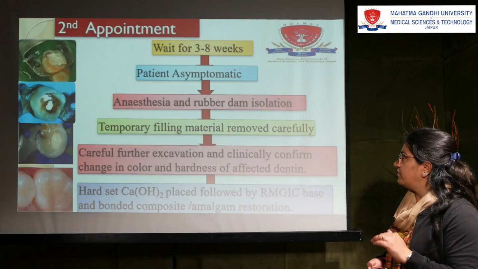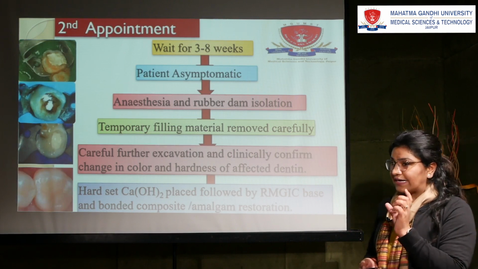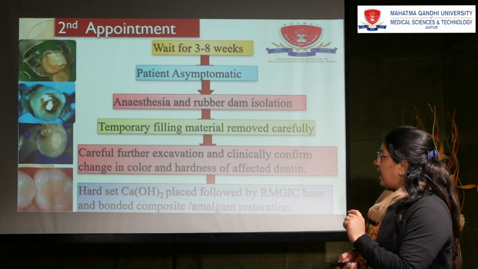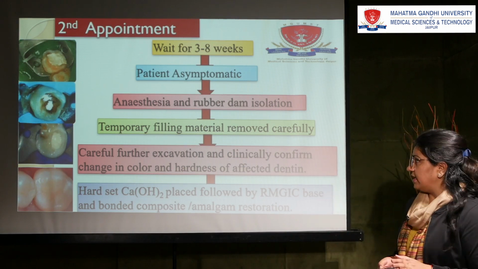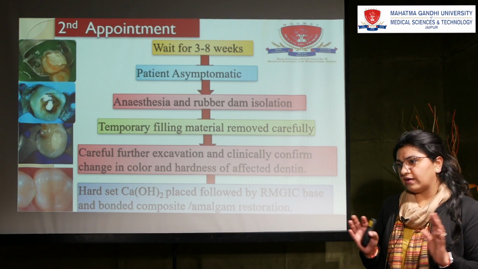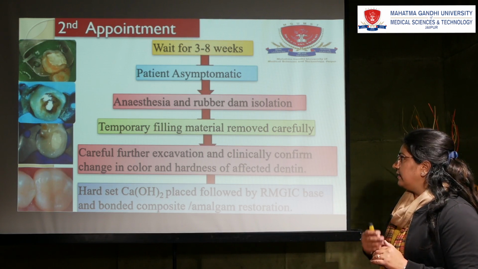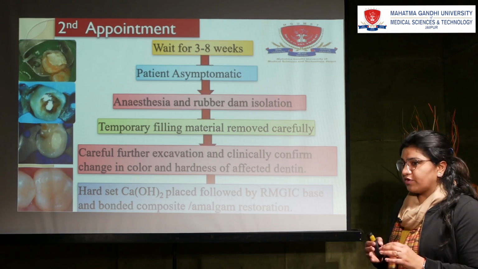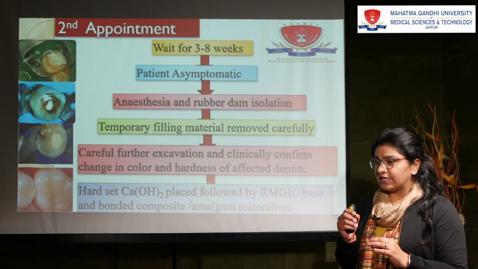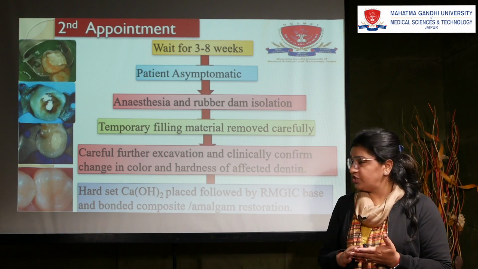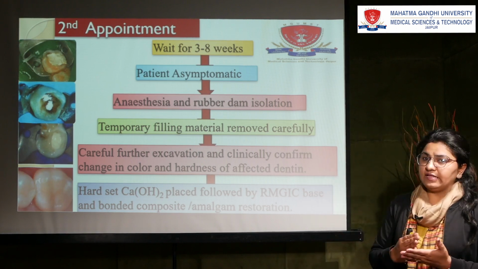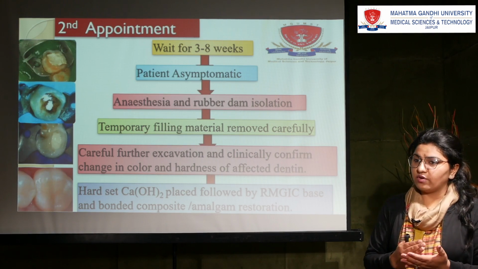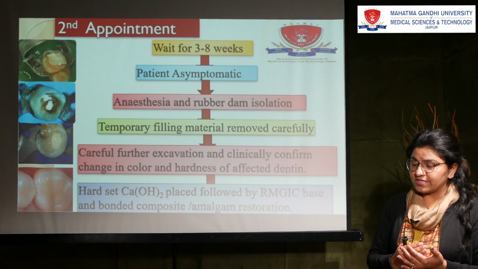And the second appointment is generally after 3 to 8 weeks, because that is the time required for the dentine to form a dentine bridge. And when we realize that the patient is completely asymptomatic and the radiographic and clinical pictures are absolutely normal, then we again provide the anesthesia and isolation, and the temporary filling which we have placed is removed, and it can be clinically evaluated for the dentine bridge. And if we find that everything is okay, then we place another layer of calcium hydroxide and a permanent restoration of your choice can be placed.